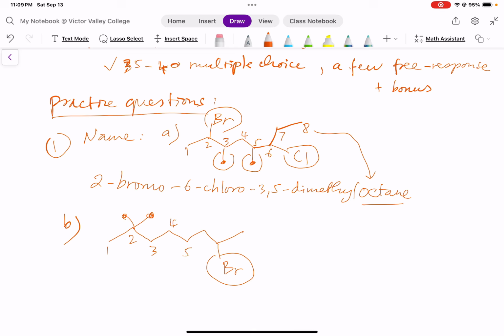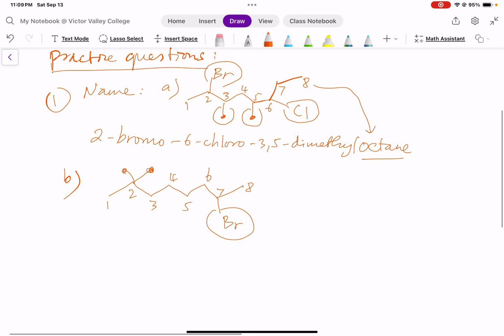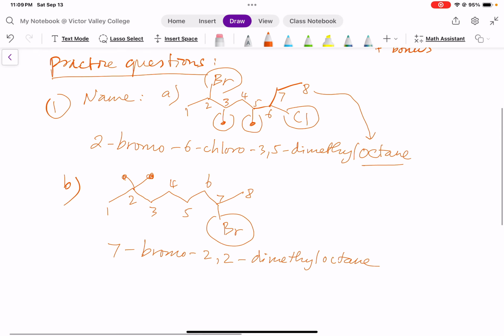4, 5, 6, 7, 8. Now when you write the name, you still have to put the bromo first. That's alphabetical order, and then 2, and you have another 2 because you have 2 methyl, dimethyl octane. Okay, so that's naming.